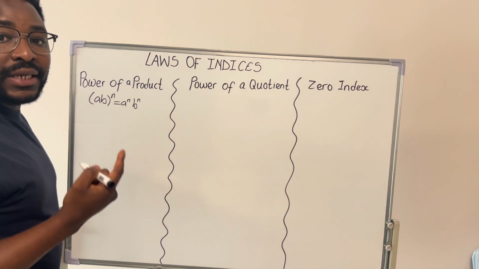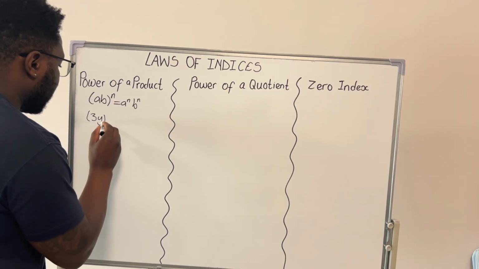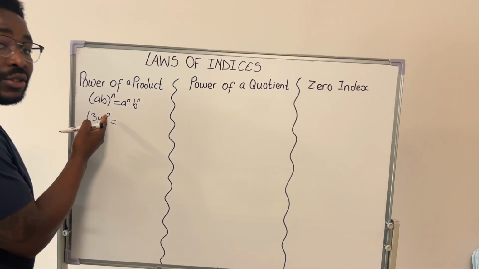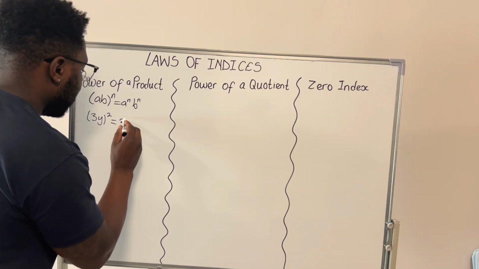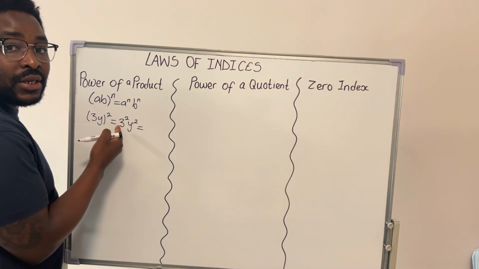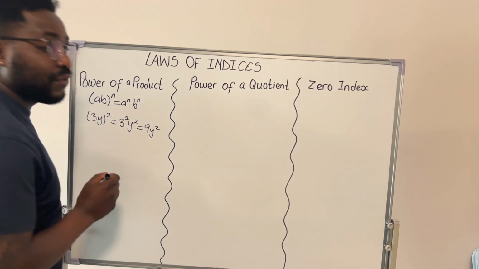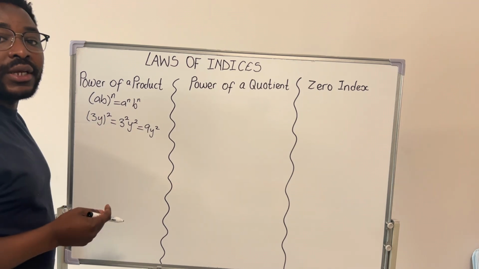So let's look at an example. Let's say we have 3y raised to 2. We distribute the 2 to our two factors here, so we have 3 squared and y squared. What's 3 squared? It is 9, and y squared we just leave like that. So we have solved this question.